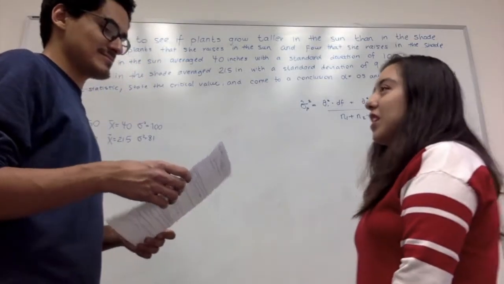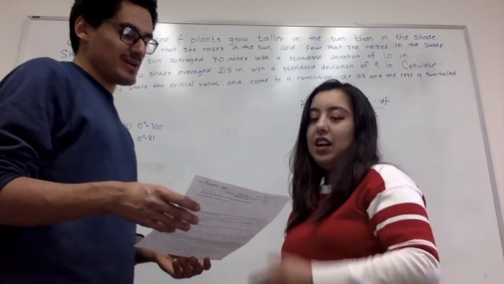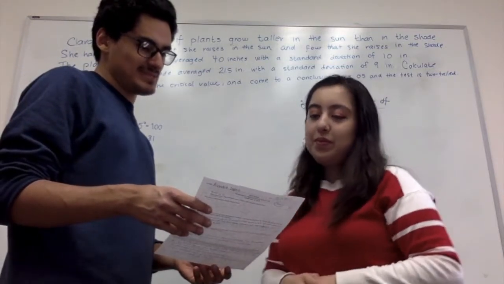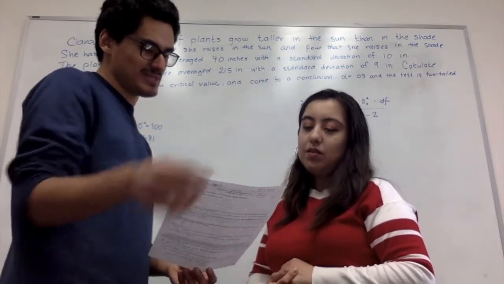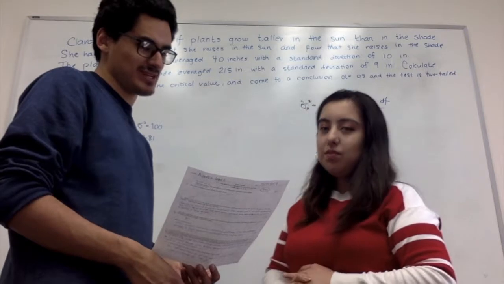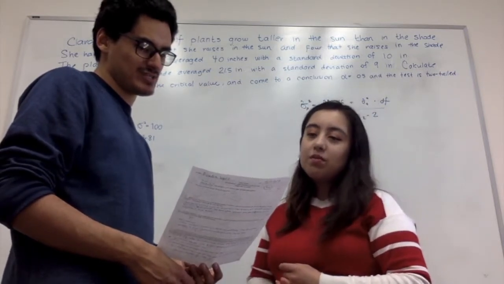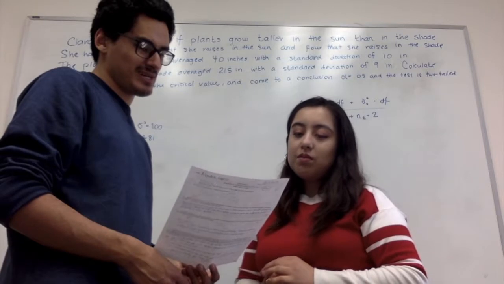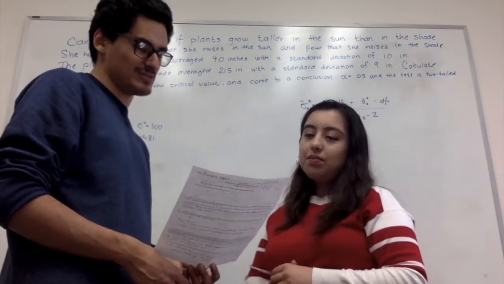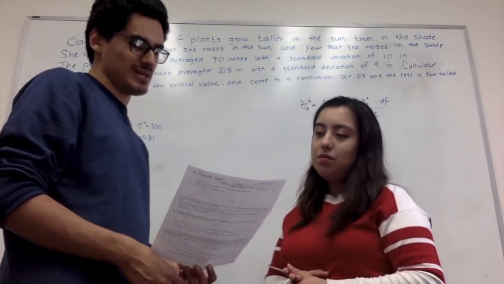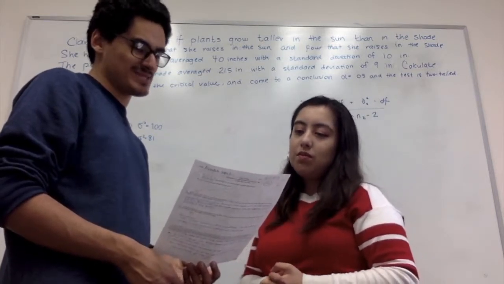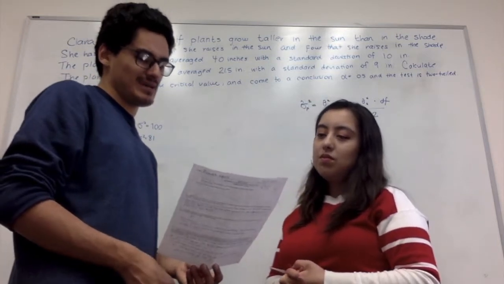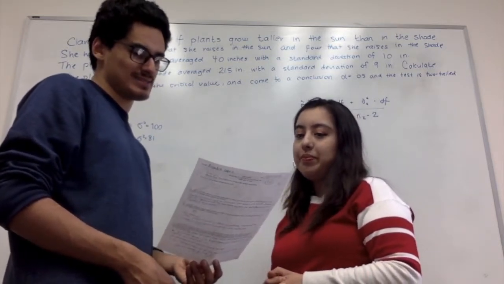I got you. I know how to do it. Alright, so what are you confused on? So it's this question. Clara wants to test to see if plants grow taller in the sun than in the shade. She has 3 plants that she raises in the sun and 4 that she raises in the shade. The plants in the sun average 40 inches with a standard deviation of 10 inches. The plants in the shade average 21.5 inches with a standard deviation of 9 inches. Calculate the t-statistic. State the critical value and come to a conclusion about growing plants in the sun versus the shade. Let alpha be 0.05 and let the test be two-tailed.